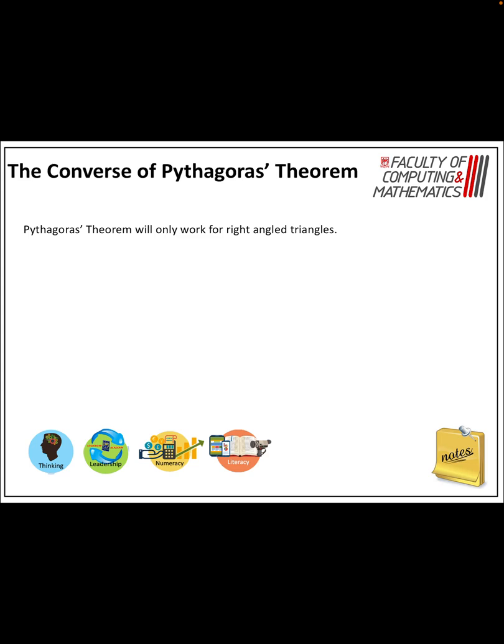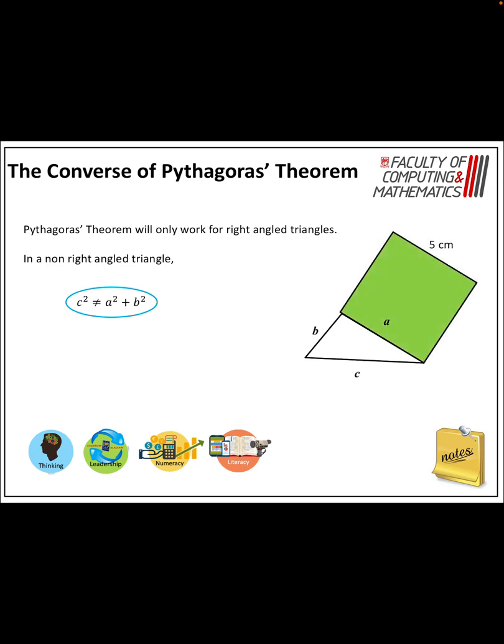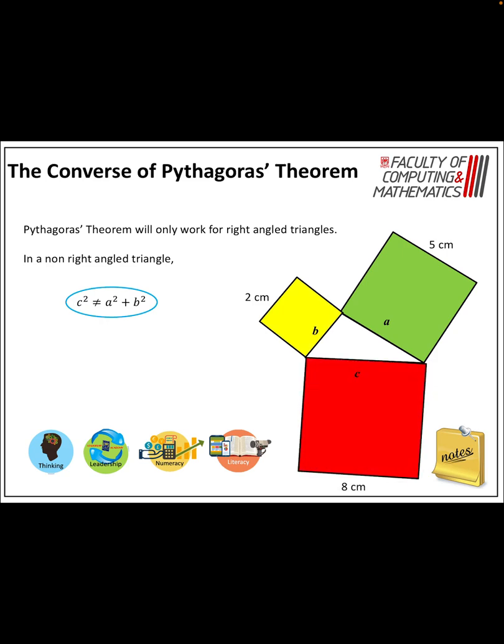If Pythagoras' theorem doesn't work, then it isn't a right angled triangle, and that's the converse of Pythagoras. Okay, so for a non-right angle triangle, c squared does not equal a squared plus b squared, and that's what we're proving. So if we take a triangle here, where the hypotenuse is 8 and the other two sides are 5 and 2, then what you end up with is 64 is equal to 25 plus 4.